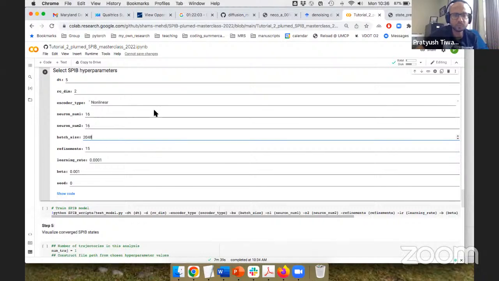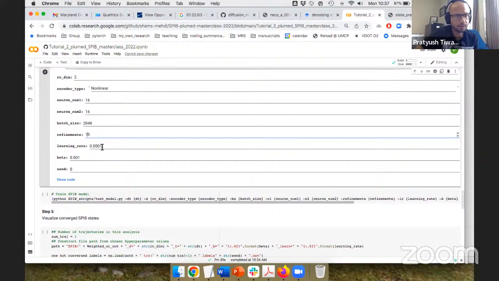Refinements is the number of times you look at whether the population is converging or not. This will, of course, take time. If you're in a rush early on, you can decrease it to smaller values. Learning rate, start with a small number, be conservative, and as your simulation progresses, you can again try to increase it. So these default values are things that we have played with a lot, and we tend to preserve these values.